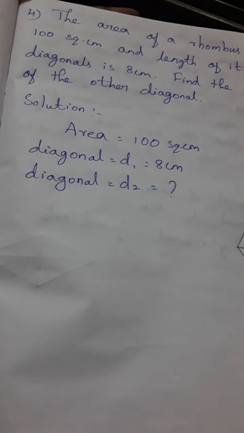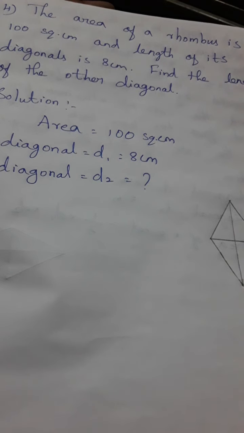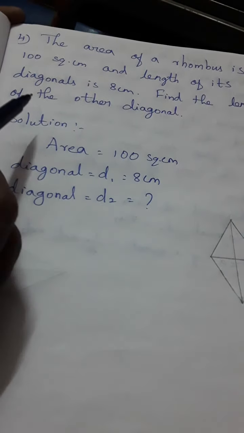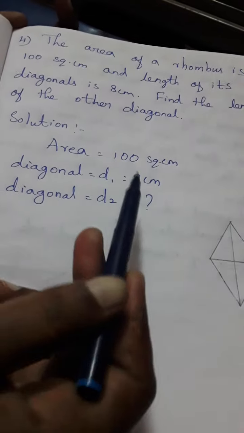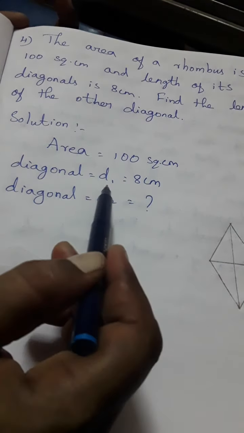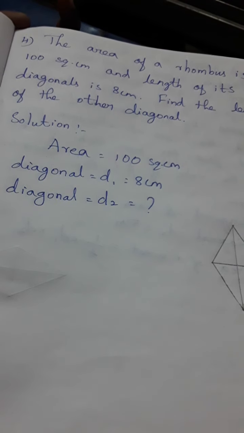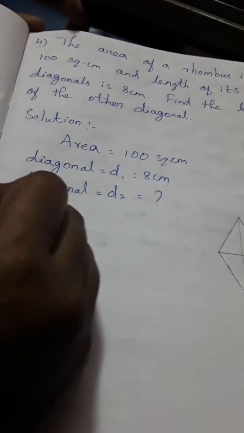Next, question number 4. The area of a rhombus is 100 square centimeter and the length of one of its diagonals is 8 centimeter. Find the length of the other diagonal. So one of the diagonals is given, and they ask how to find the other diagonal. What is given? Area is given, 100 square centimeter. D1 is equal to 8 centimeter. So what is the other diagonal?